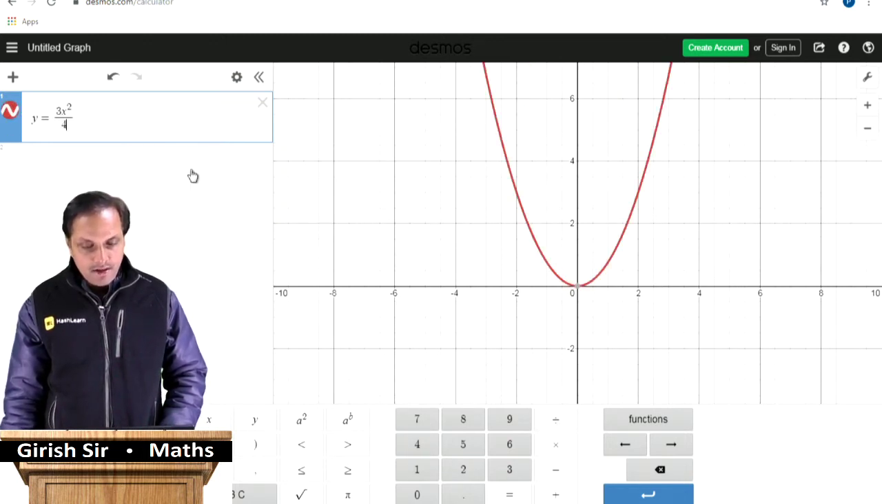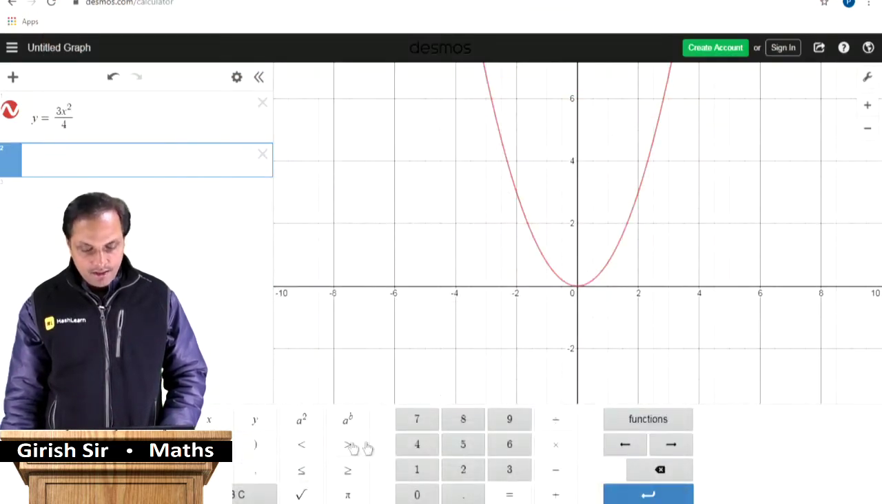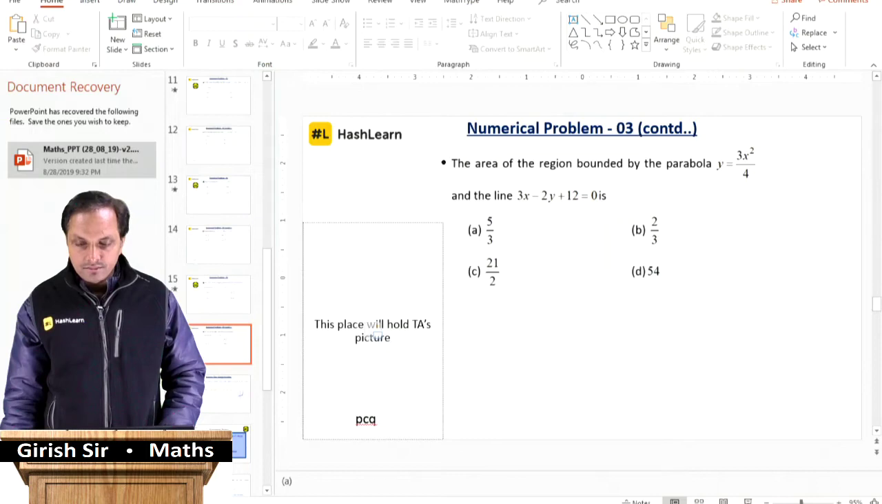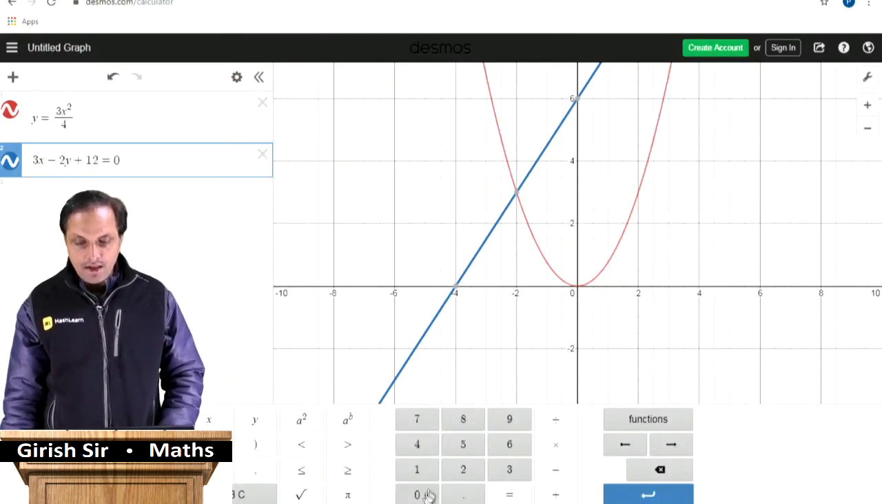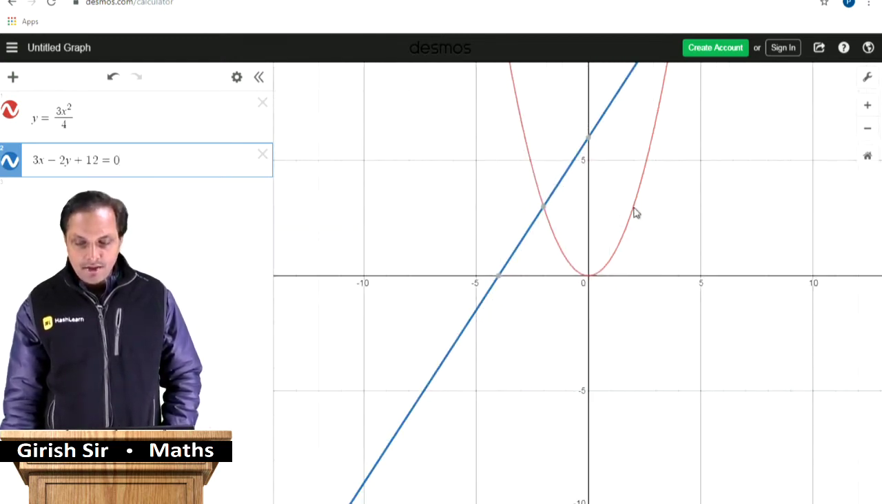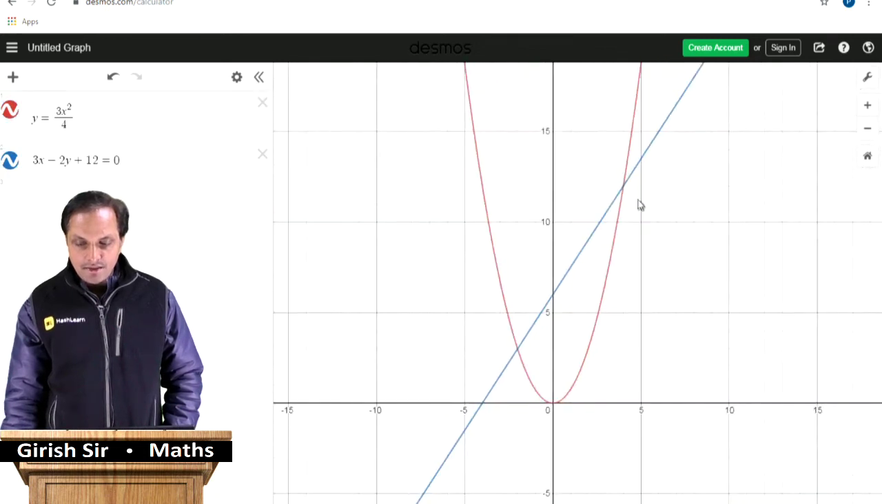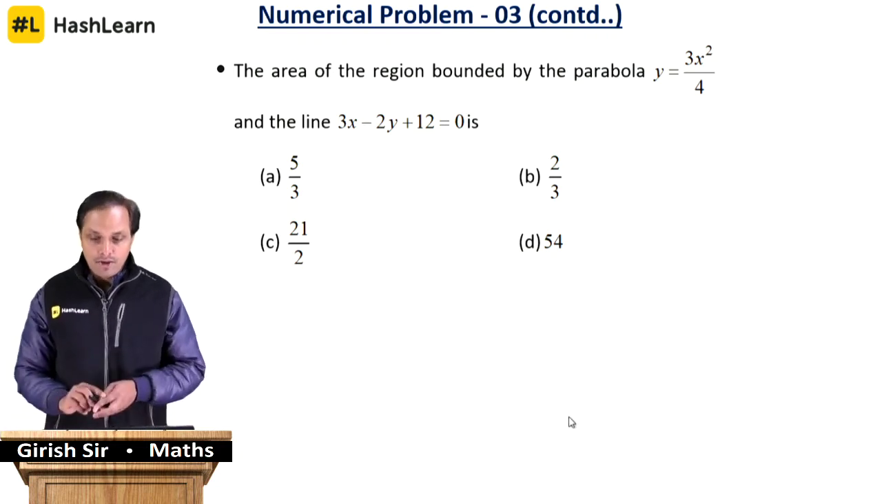This is one curve, and the second curve we had is 3x minus 2y plus 12. Yeah, you can observe this. This is the point minus 2, and you can observe this. This is the point plus 4. Yeah, so our values what we got was right. Whatever the values we have got, that is right.